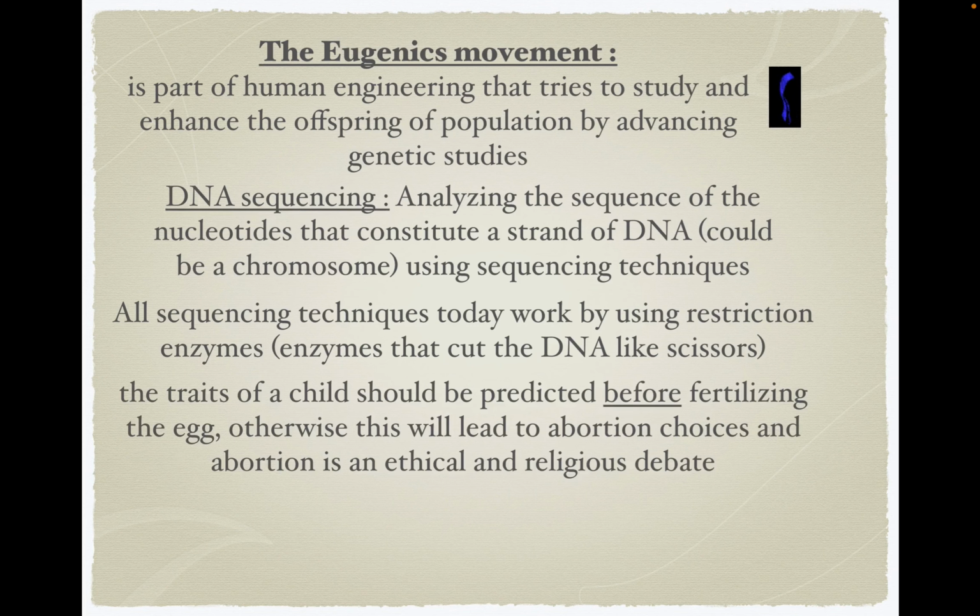The traits of a child should be predicted before fertilization of the egg, otherwise this will lead to abortion choices, and abortion is an ethical and religious debate. And reducing eugenics to a test for revealing the sex of newborns is actually similar to the abortion argument, because some societies are discriminatory to males over females, and here it is contradictory to the will of God too.